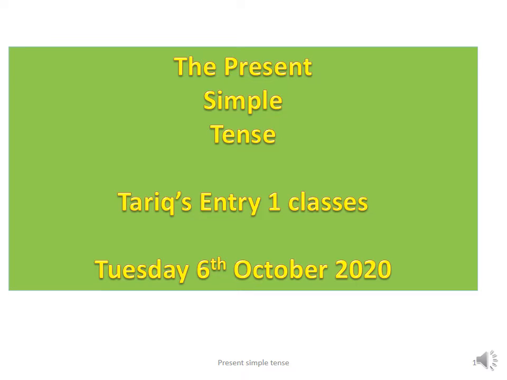Today's lesson is about the present simple tense. Today's date is Tuesday the 6th of October 2020. So class, please practice saying the date at home. So it's Tuesday the 6th of October 2020.